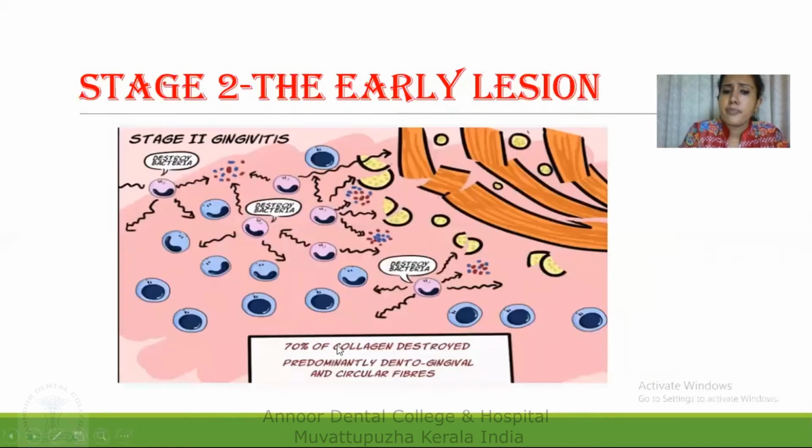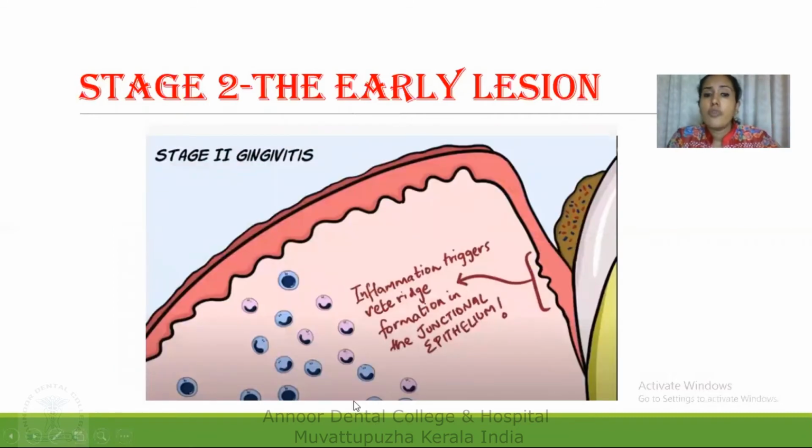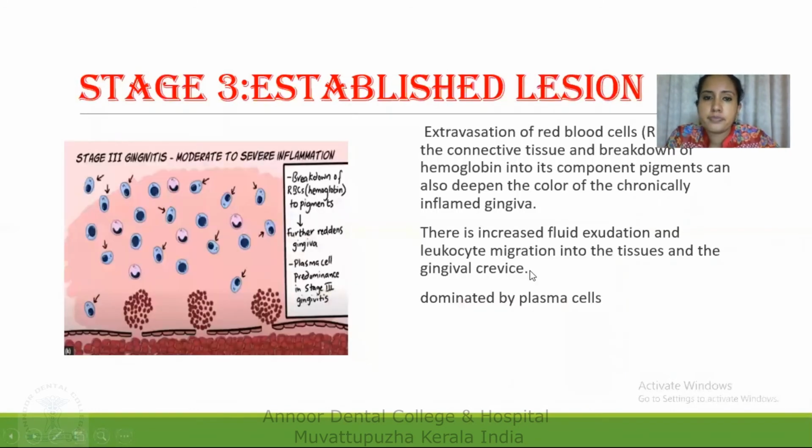So, 70% of the collagen will be destroyed. Predominantly, it is the dentogingival fibers and the circular fibers that are destroyed. Then, one another finding which we can see in the early lesion is that this inflammation will trigger the formation of rete ridges in the junctional epithelium. See, in this picture, you can appreciate the formation of rete ridges in the junctional epithelium. Okay, so that was our stage 2.